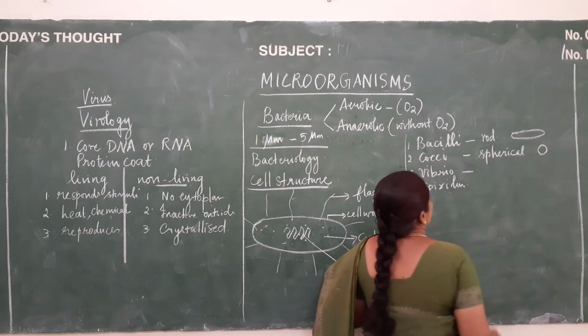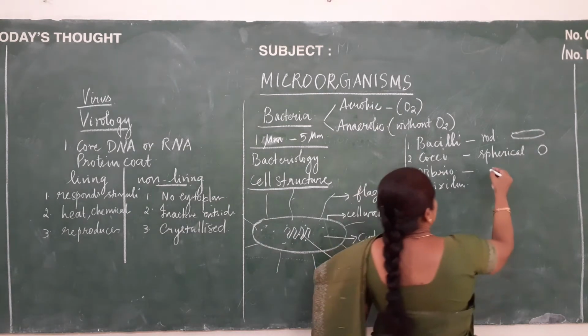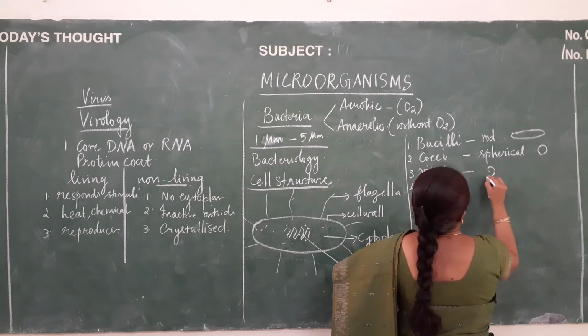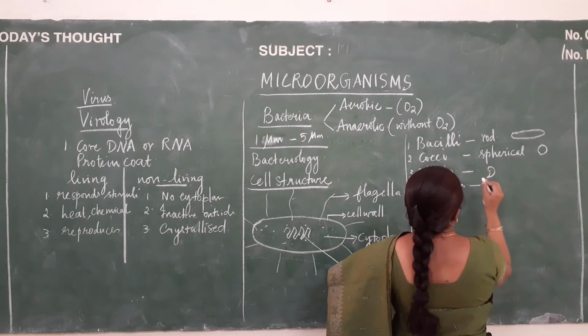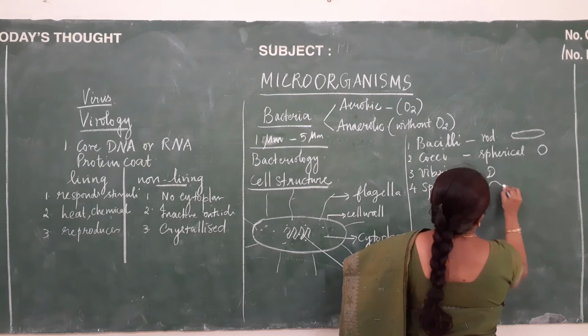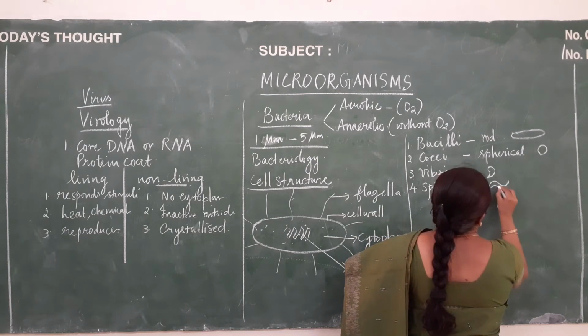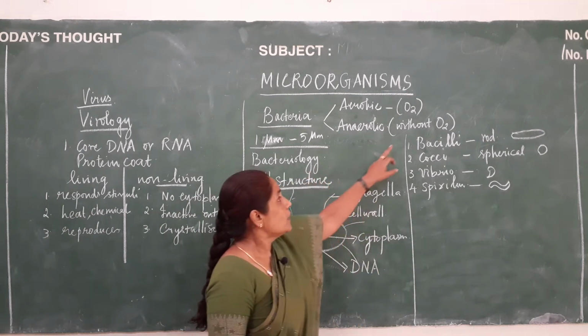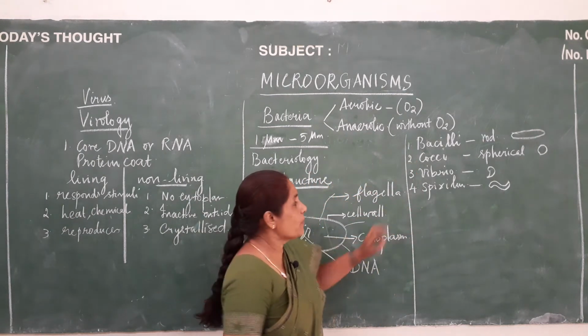And the third one, vibrio, is somewhat comma shaped. And the next one, spirillum, is spiral shaped. These are the four types of bacteria depending upon the shape of the bacteria.